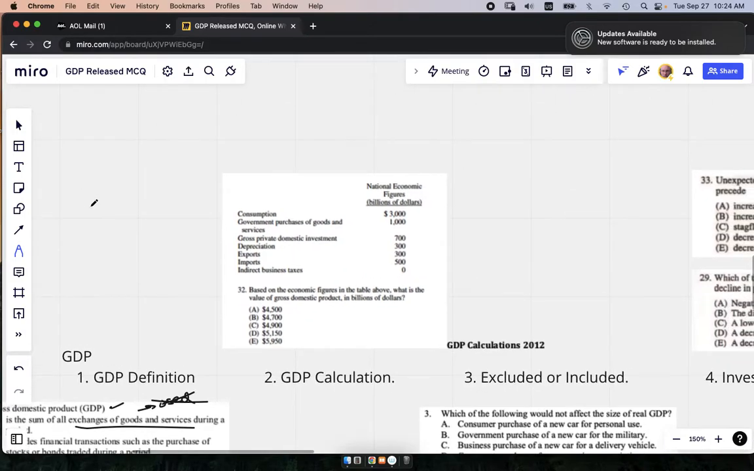Let's calculate it. Number 32 here. I'm going to stop for a second and let you read this. Stop the screen, push pause, whatever. Read it, and then we're just going to jump in and answer it.